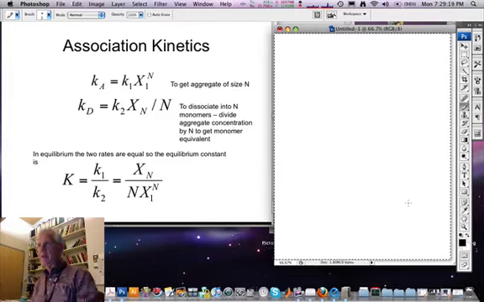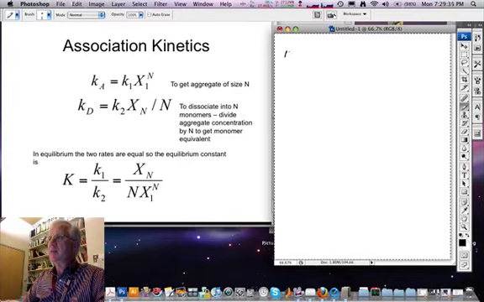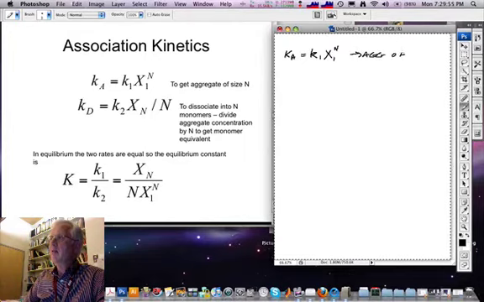Let's take a look now at the association kinetics and thermodynamics for micelle-like structures, and we're going to do this in a pretty crude way. So let us suppose that there is some rate for association of these structures given by some association constant times the concentration of monomers raised to the nth power to form an aggregate of n molecules.